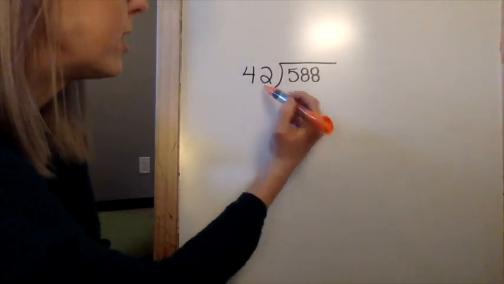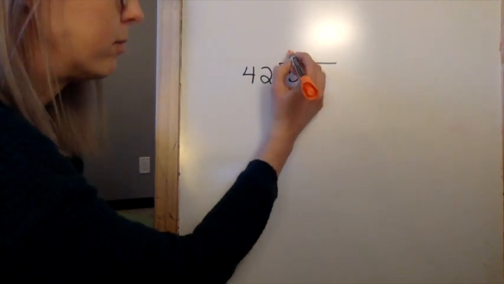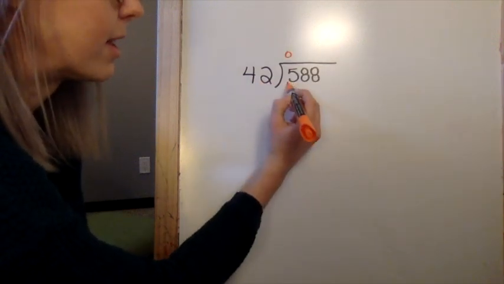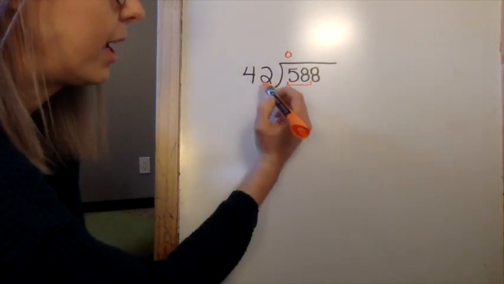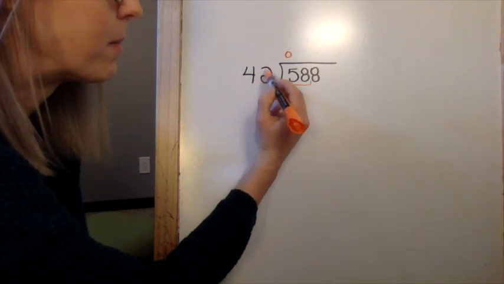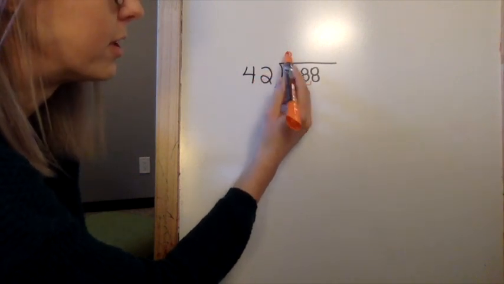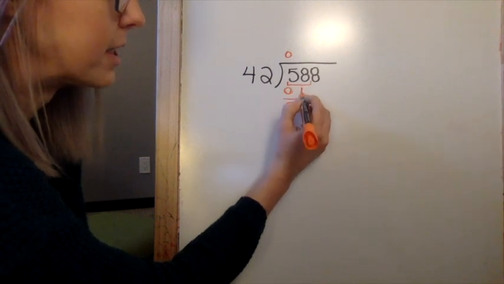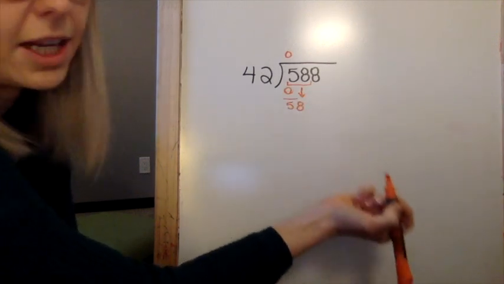So 42, does it go into 5? No, 0 times. I'm not going to do the whole rigmarole, but you could: 42 times 0 is 0, 5, bring down the 8. So I'm looking at the 58 here.